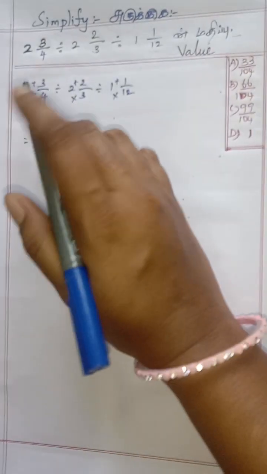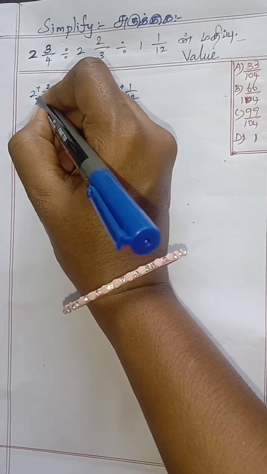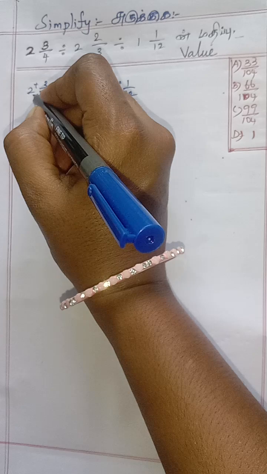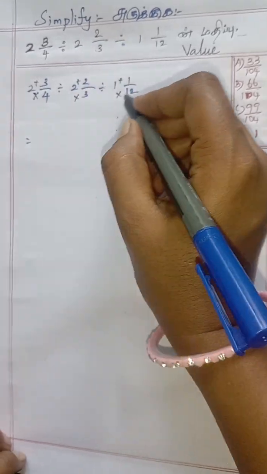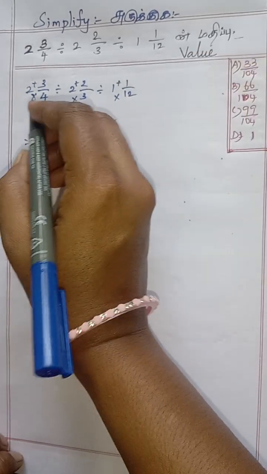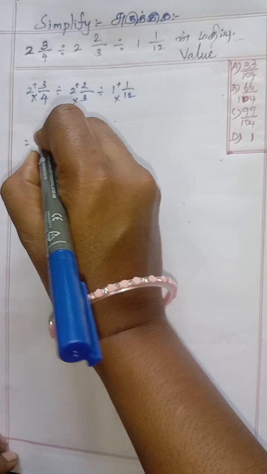Now listen here. I have written the same question below. In the denominator I have written the multiply symbol. In the numerator I have written the add symbol. Multiply, add. Now let us see the sum. 4 2s are 8. 8 plus 3 is 11.